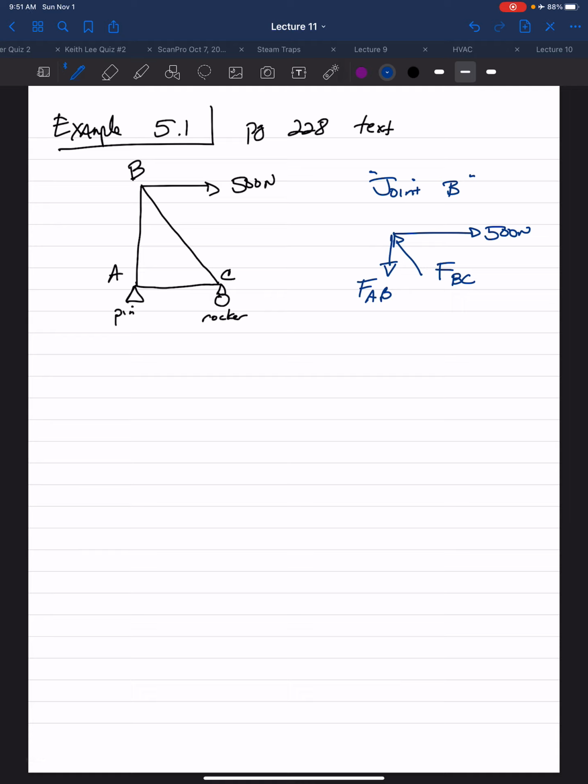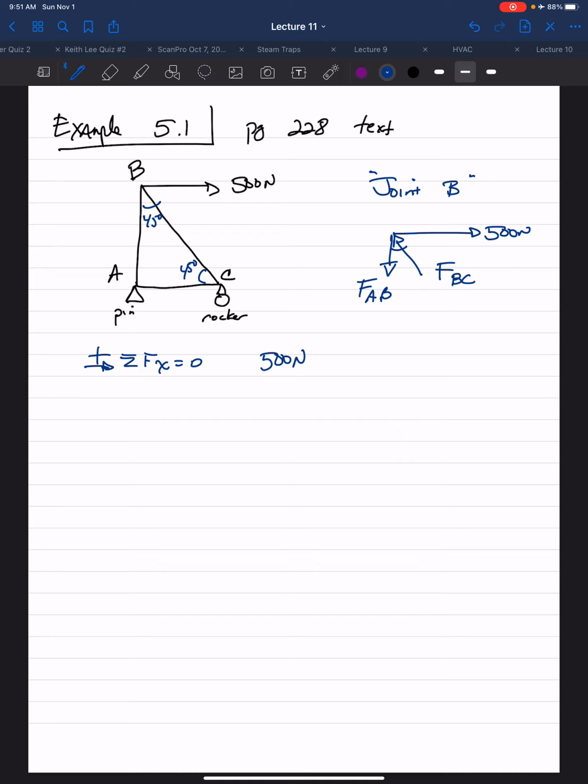So we start at joint B using our equilibrium equations. In the x direction, 500 newtons is in the positive direction. This angle here is 45 degrees, and this angle here is 45 degrees. So we can set up our forces to determine the unknowns one at a time using our equilibrium equations.